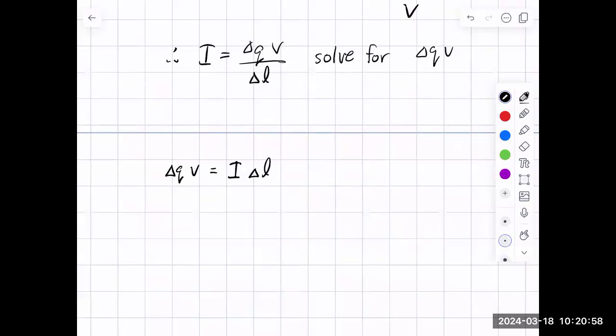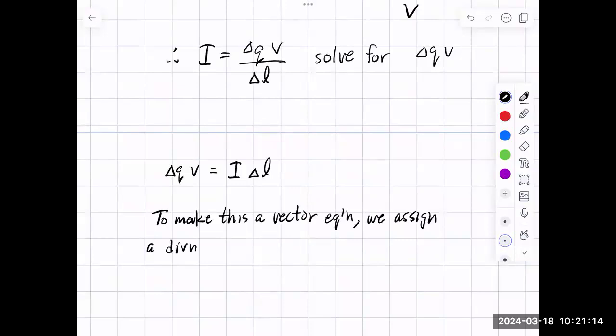So to make this a vector equation, we assign a direction to delta L. And the direction that we're going to assign is just, the velocity is obviously the direction that the charge is moving. And so that's the same direction as the current flow. And so we're going to assign the delta L to have a direction in the same direction as the current.